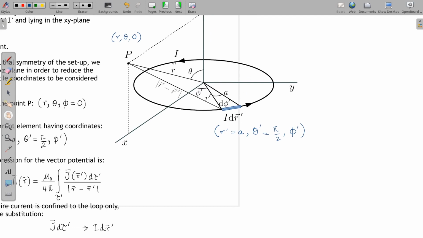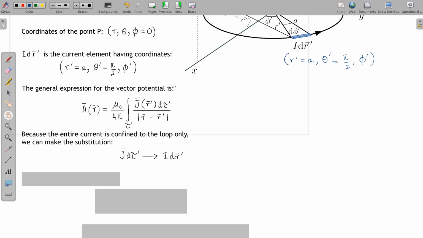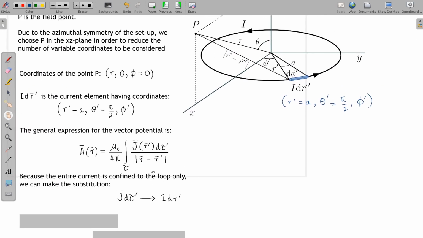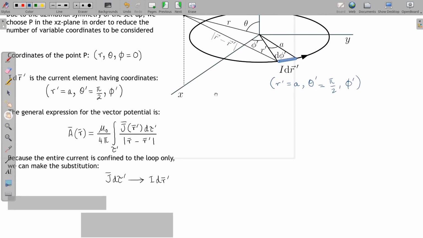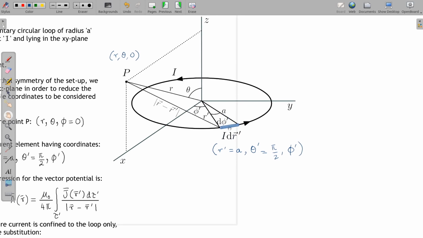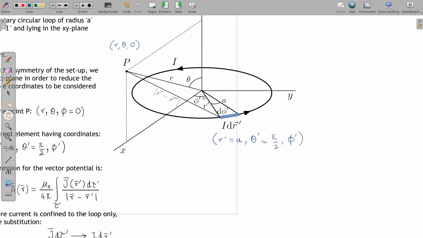This is a linear current I, there is no volume current j, but we know that we can actually substitute j d tau, we can replace this with I dr. So j d tau prime can be replaced with I dr prime. Okay, so dr prime, we are using prime because this is the source. Okay, so this phi prime is the azimuthal angle. Okay, so here r prime is equal to a, as we saw, and this current element I dr subtends an angle d theta d phi prime at the origin.